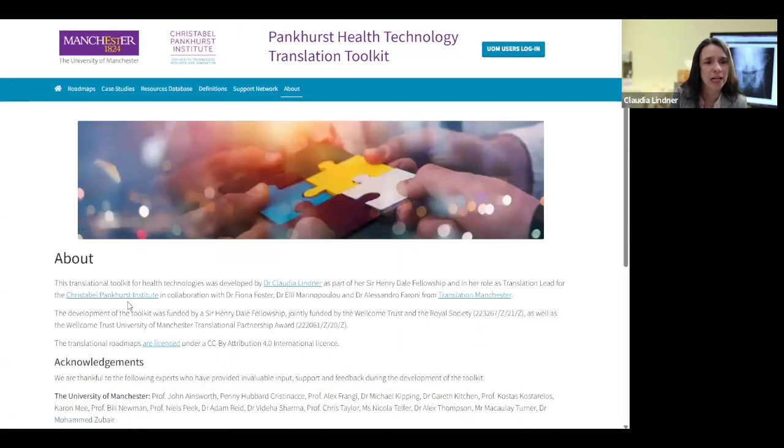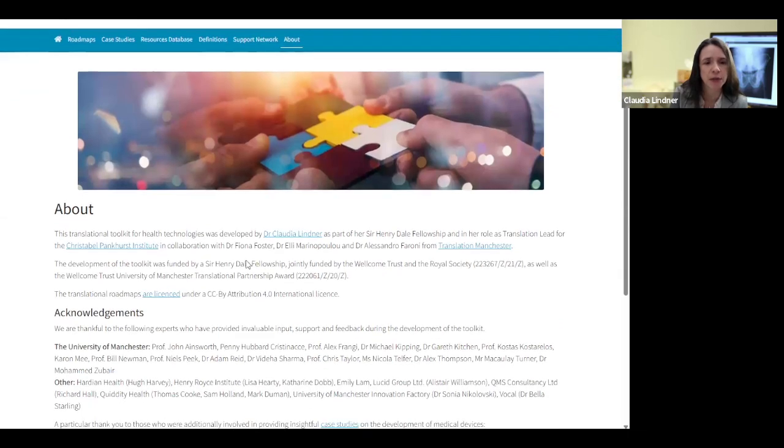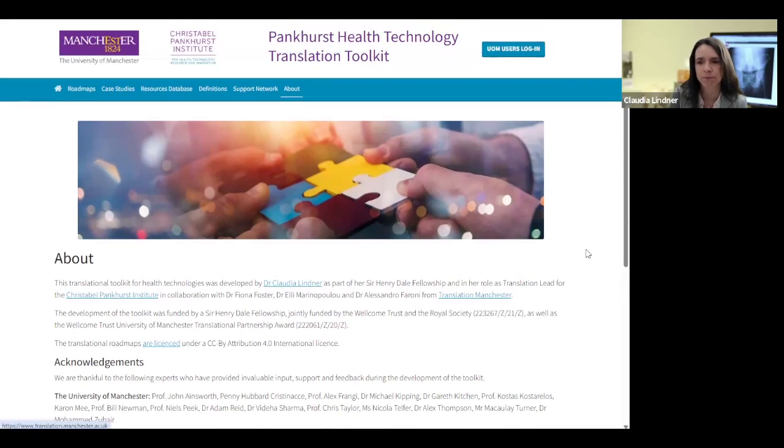And then the final item is the About page, and this is where we acknowledge who has contributed to the toolkit in various ways, as well as the funding, which has mainly come from the Wellcome Trust as well as the Royal Society. And so that concludes the demonstration of the toolkit, and I'm handing back over to Alessandro.